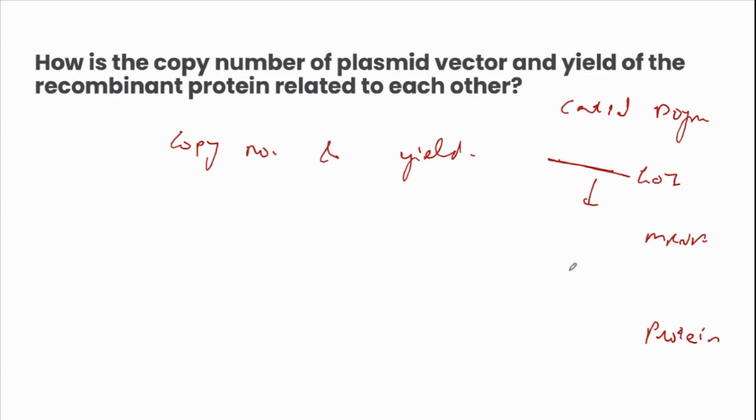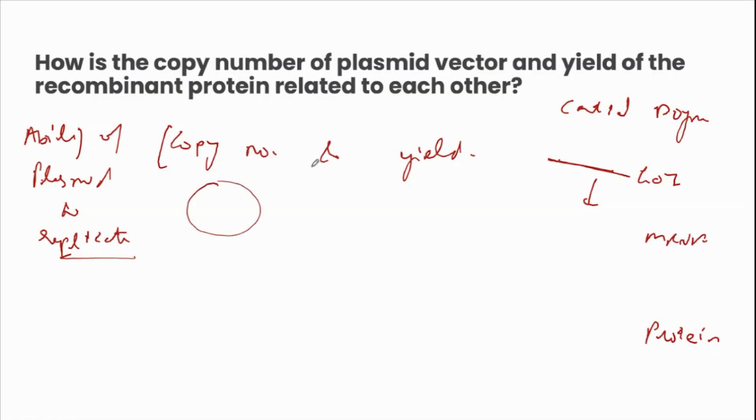Right. Now, how is copy number defined? Copy number is the ability of the plasmid to replicate. So what we have understood right now is that the copy number is all about the plasmid and not the gene of interest.